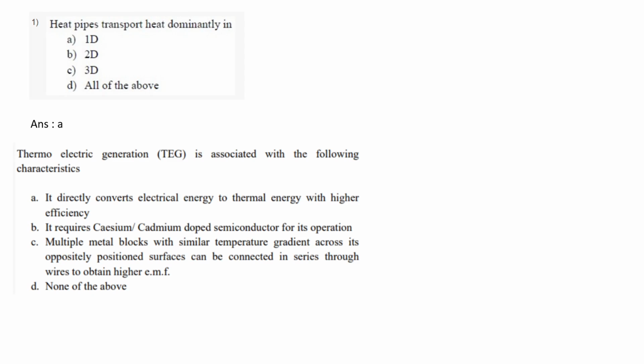Now, a thermoelectric generator, that is TEG, is associated with the following characteristics. A: it directly converts electrical energy to thermal energy with higher efficiency. B: it requires cesium or cadmium doped semiconductor for its operation. C: multiple metal blocks with similar temperature gradient across their oppositely positioned surfaces can be connected in series through wires to obtain a higher EMF. D: none of the above. Thermoelectric generation means converting thermal energy to electrical energy, so the first option is wrong here. The correct answer is not none of the above.